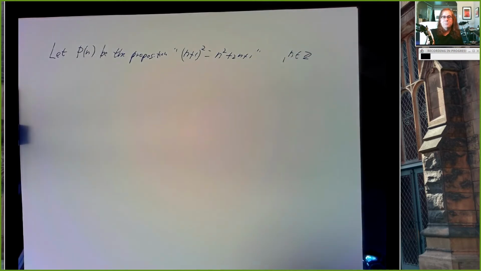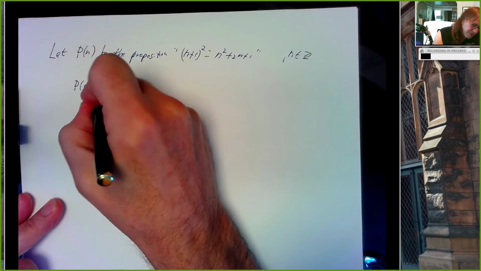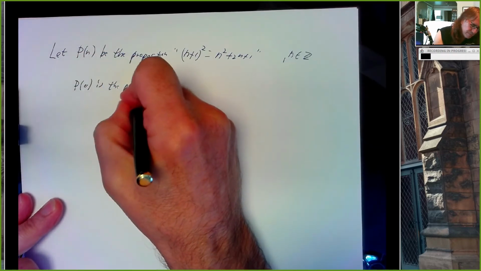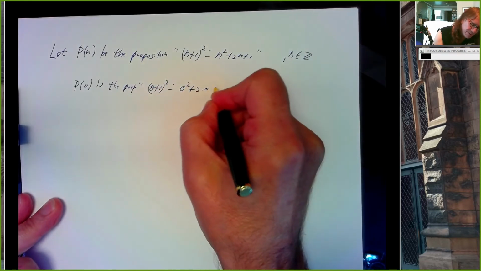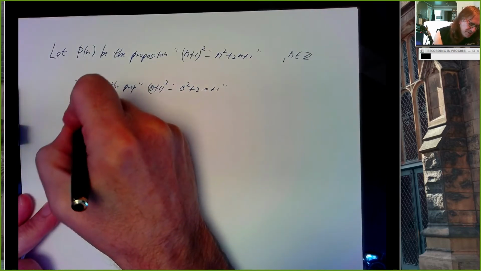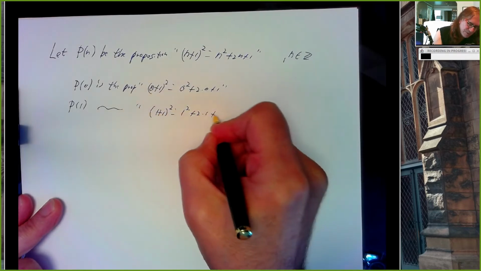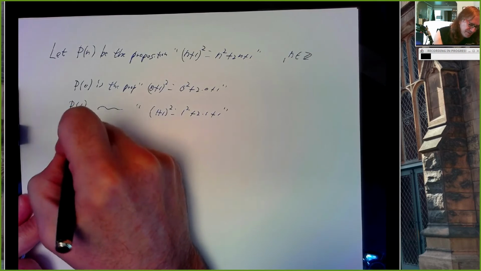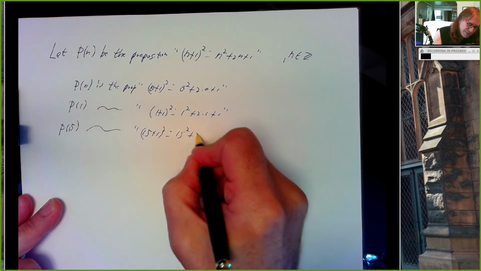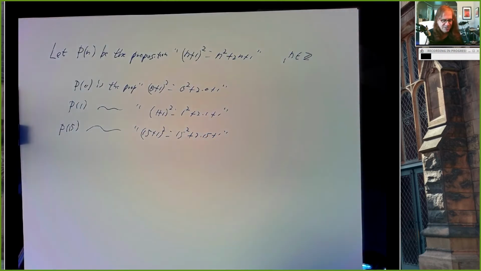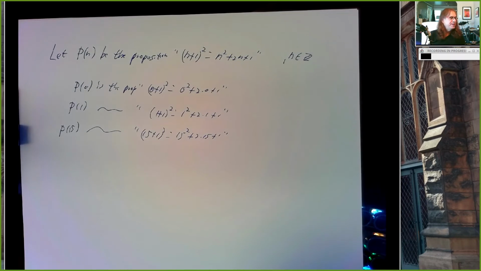So I've just written an infinite number of propositions. So P of 0 is the proposition (0 plus 1) squared equals 0 squared plus 2 times 0 plus 1. P of 1 is the proposition (1 plus 1) squared equals 1 squared plus 2 times 1 plus 1. P of 15 is the proposition (15 plus 1) squared equals 15 squared plus 2 times 15 plus 1. For any integer n that I pick, P of n is a statement that has a truth value.